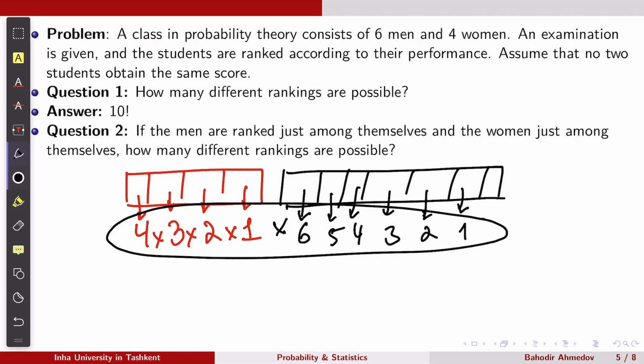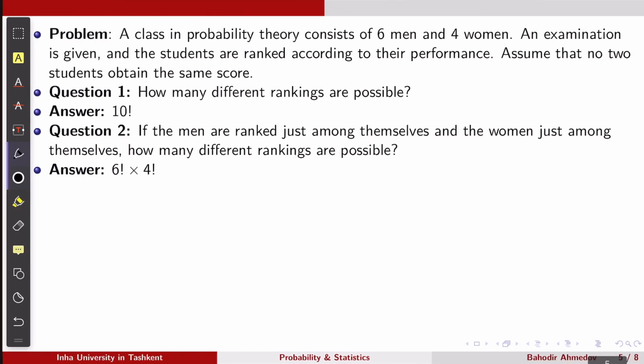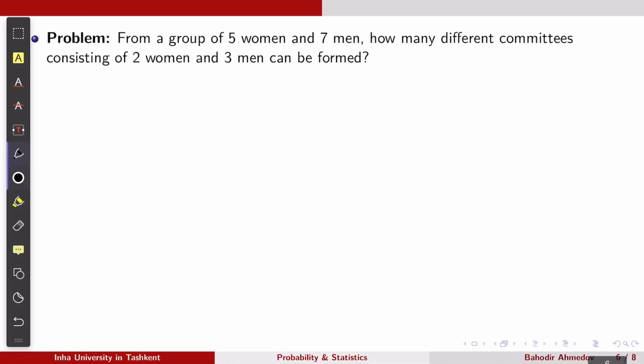So we are going to solve a couple more problems, and hopefully you will try to understand why we have to multiply. So here we need to use this multiplication. For a group of 5 women and 7 men, how many different committees consisting of 2 women and 3 men can be formed, right? Okay, so what does it mean?